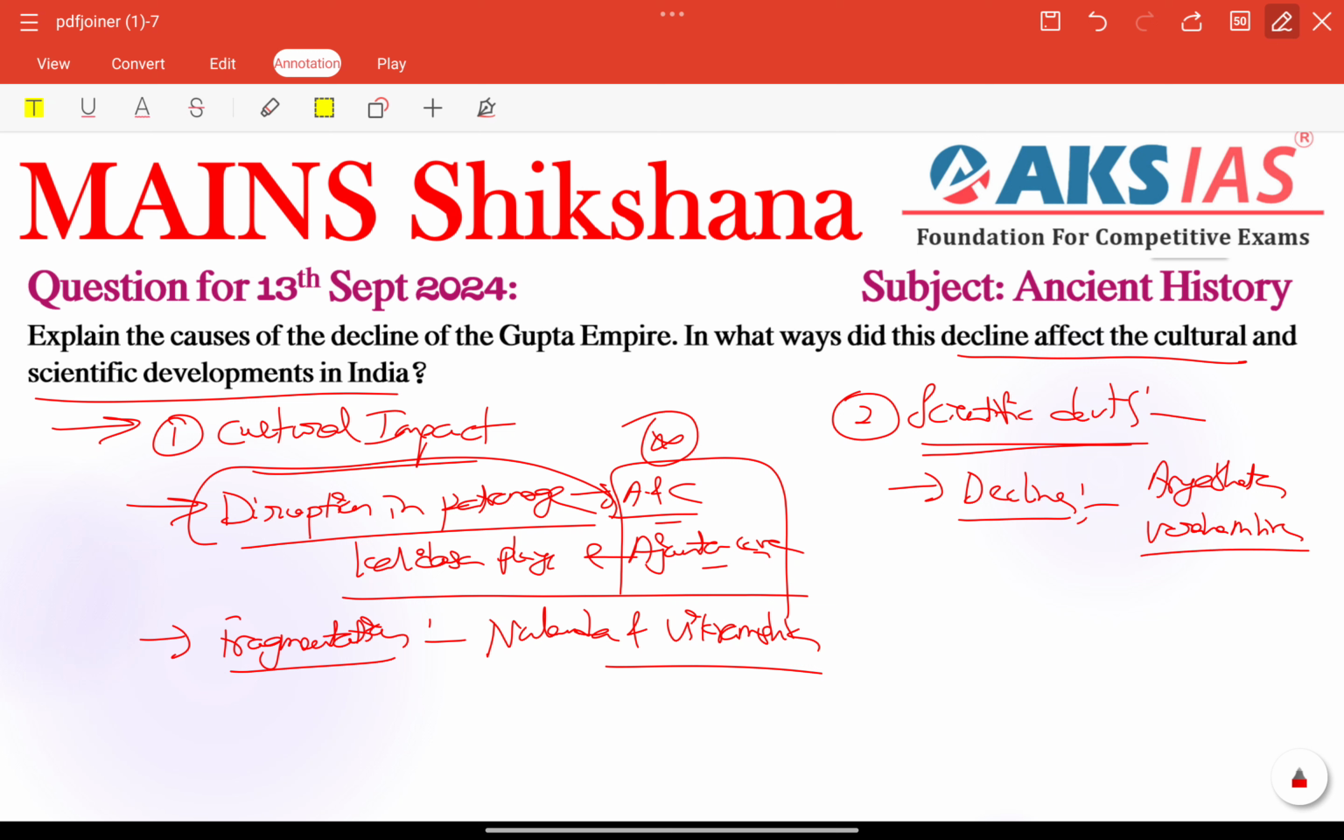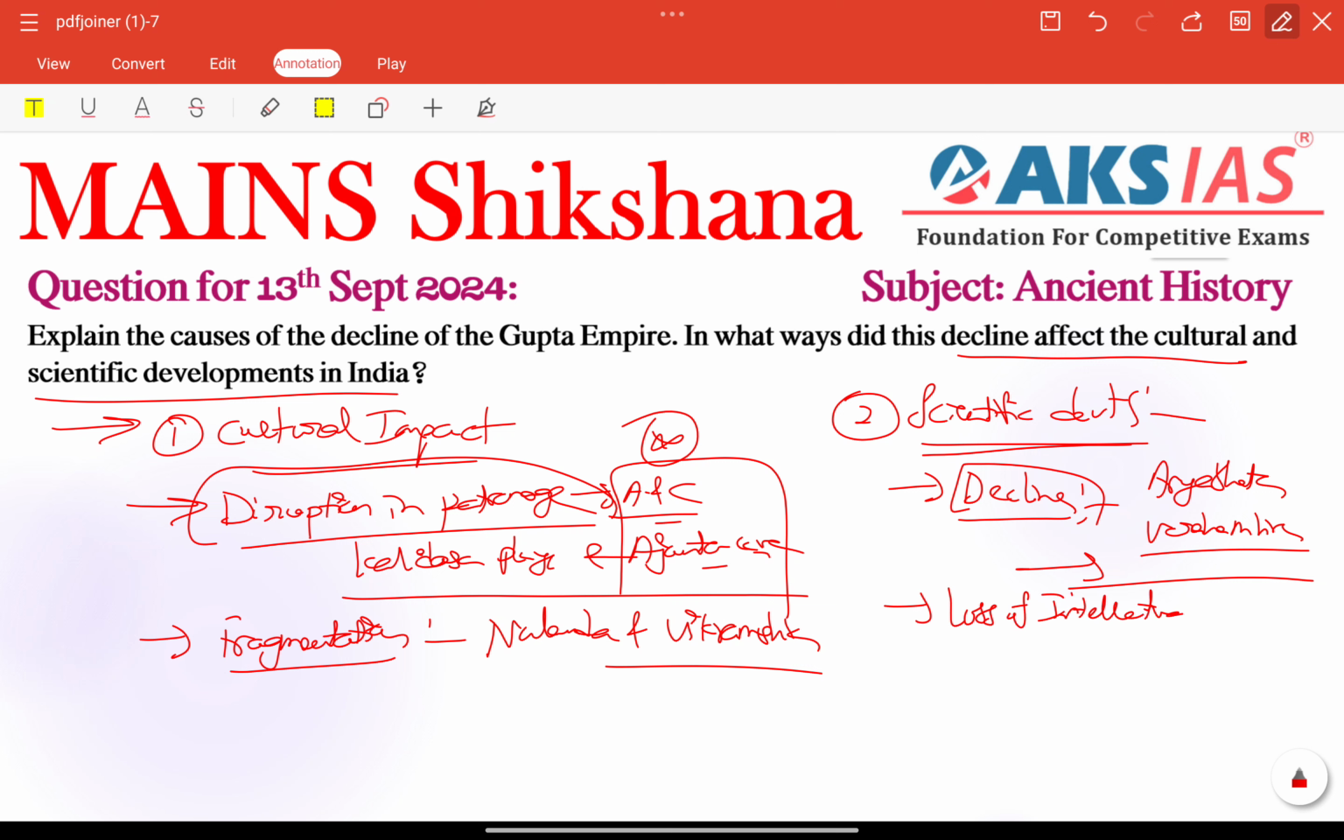These scholars made significant contributions during this time. However, whenever the empire declined, the focus shifted away from scientific inquiry and intellectual pursuits. Here, the decline in central support for scientific institutions led to a slowdown in scientific advancements. That needs to be written here. So the major focus is the decline in scientific advancements, right? Scientific progress here. Next, coming to loss of intellectual centers also.